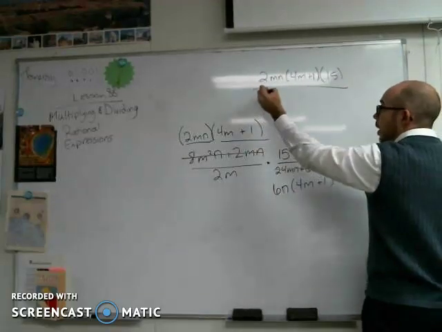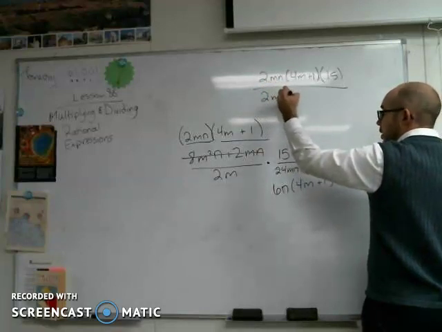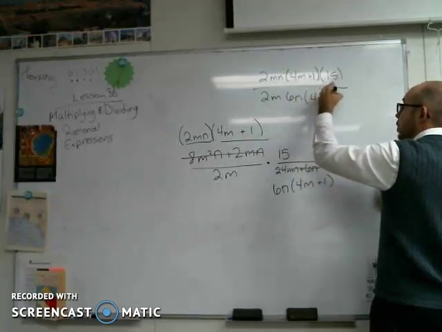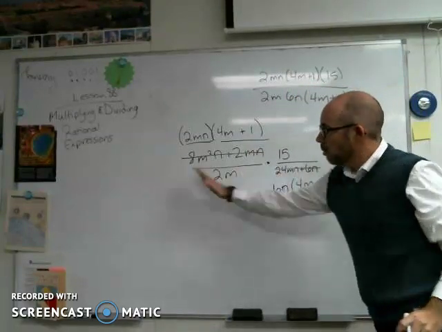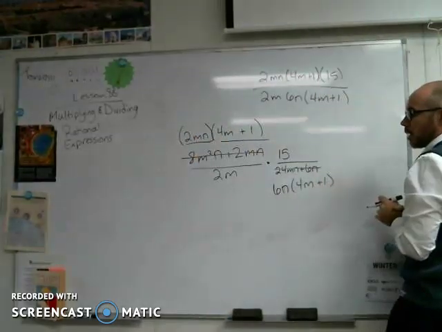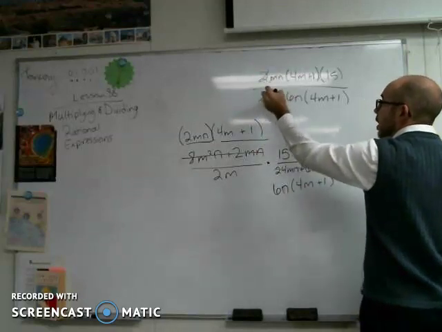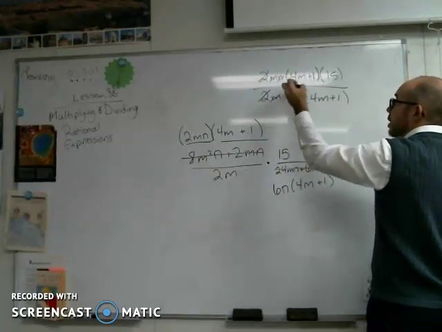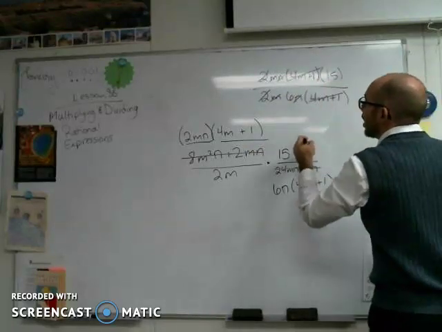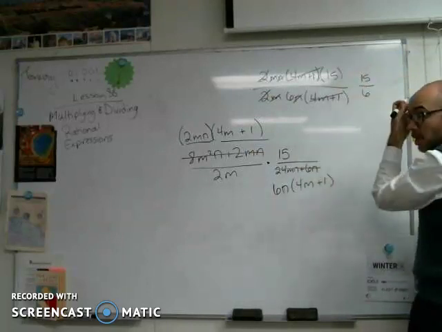So if I go across now, my problem is 2mn times 4m plus 1, times 15. And on the bottom, I'll have 2m, I'll have 6n, and I'll have 4m plus 1, because I can just multiply straight across the numerator and multiply straight across on the denominator. 2's cancel out. M's cancel out. N's cancel out. 4m plus 1's cancel out. And I'm left with what? I'm left with 15 over 6.